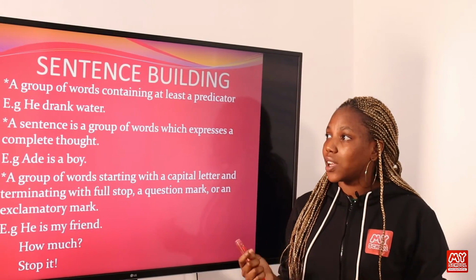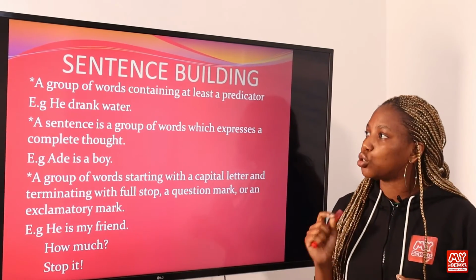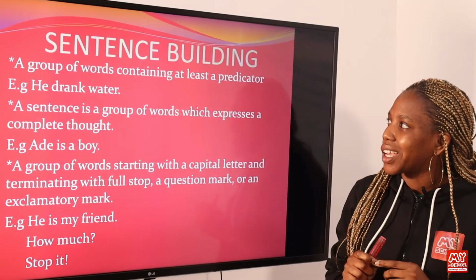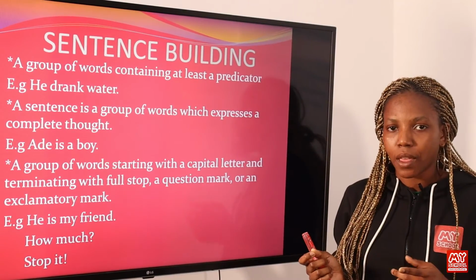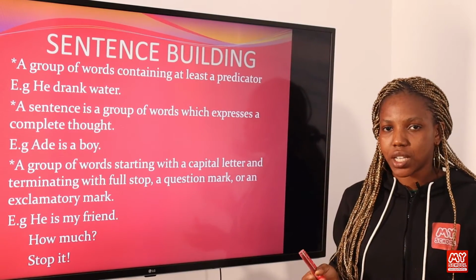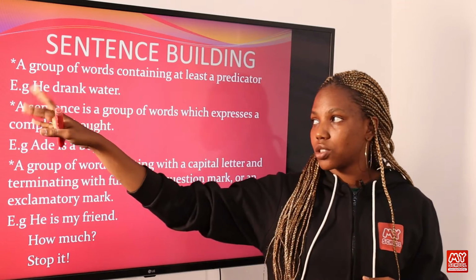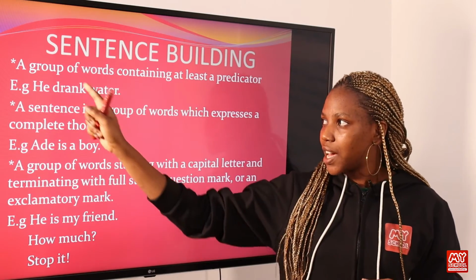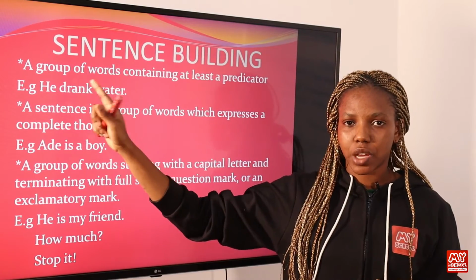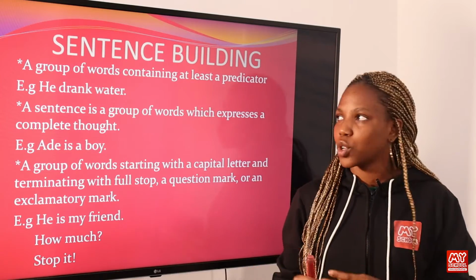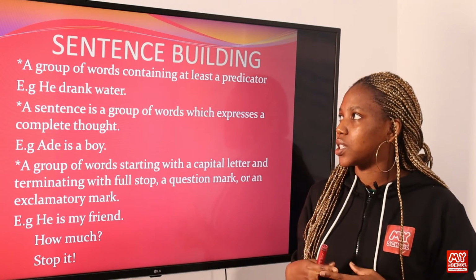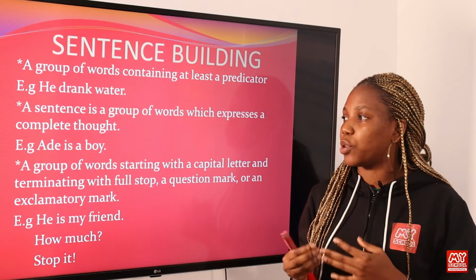A scholar has defined sentence as a group of words containing at least a predicator. Do not forget we've talked about what a predicate is and a predicator. So, for example, he drank water. Where is the subject? The rest of it is the predicate, and drank is the verb. And because it is the verb, it is called the predicator. So this scholar says it's a group of words containing at least a predicator.